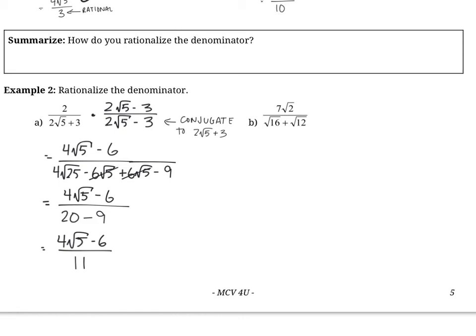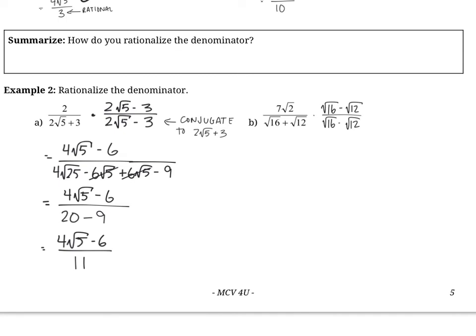7 root 2 over root 16 plus root 12. What do you think we're going to multiply the numerator and the denominator by? Well, the answer is the conjugate. And the conjugate this time, we just have to change the signs, right? So instead of root 16 plus root 12, it's going to be root 16 minus root 12. And then we have to do the same thing to the numerator, root 16 minus root 12.